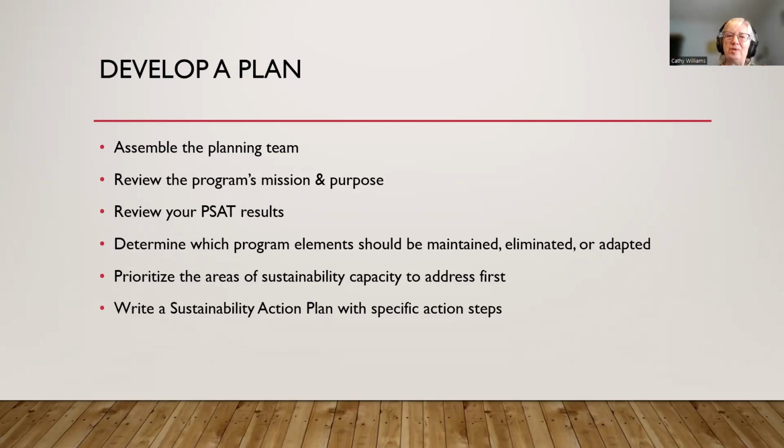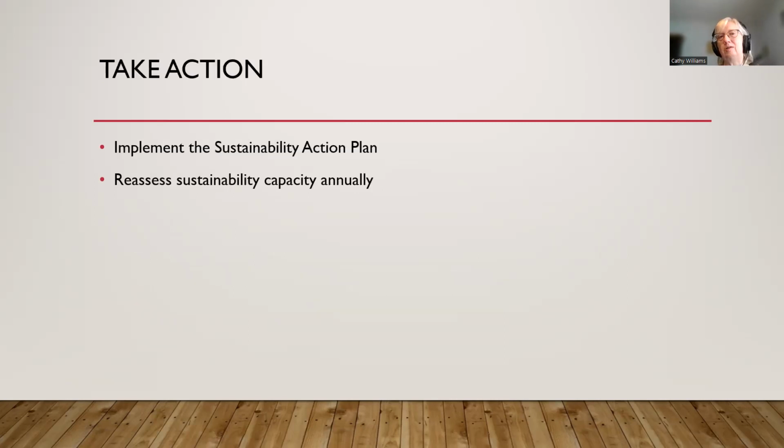Well, it may be easier to start with something that you're doing a little better at, that's an easier fix, and that might give you some incentive to keep going. You don't necessarily want to take on the hardest part first, because that could be discouraging. And then you write a sustainability action plan with your specific action steps. And the final part of the plan is taking action, where you would implement the sustainability action plan.